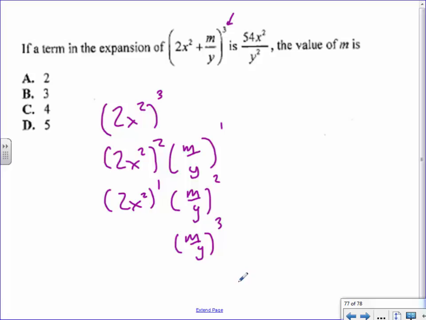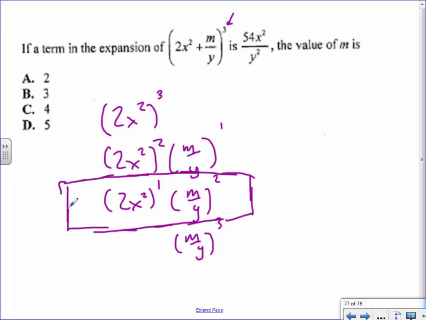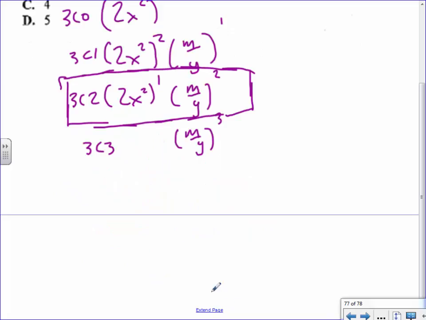Which one of these terms am I actually caring about? The third one, yeah. So now that I know which one the third one is, now I just need to do one more thing. This is going to be 3 choose 2. The reason why it's 3 choose 2 is because this would have been 3 choose 0, this would have been 3 choose 1, this would have been 3 choose 3. So now I'm going to keep writing this out.